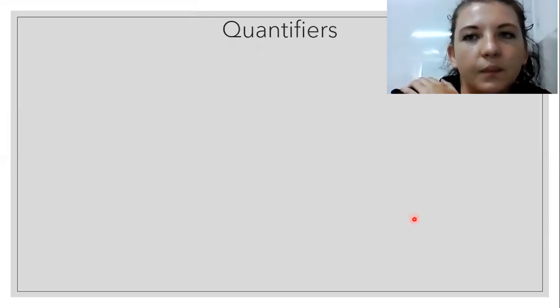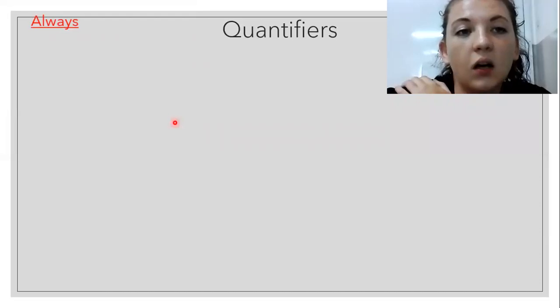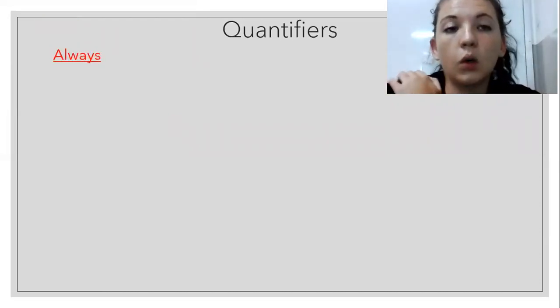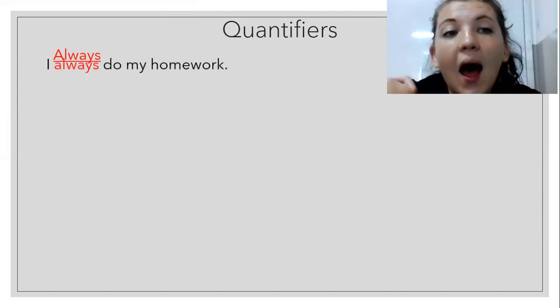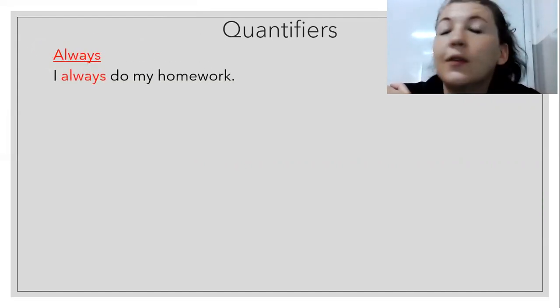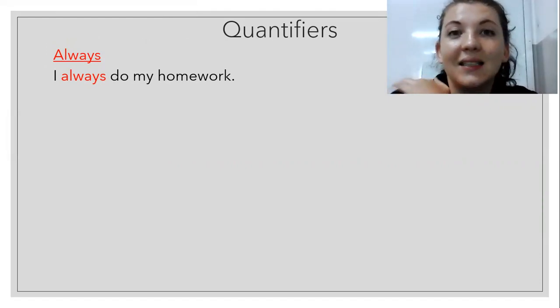Next, we have our quantifiers. Quantifiers are words like always, the word always. So let's look at an example sentence with always. I always do my homework. So that means you never forget your homework. Every day your homework is done.